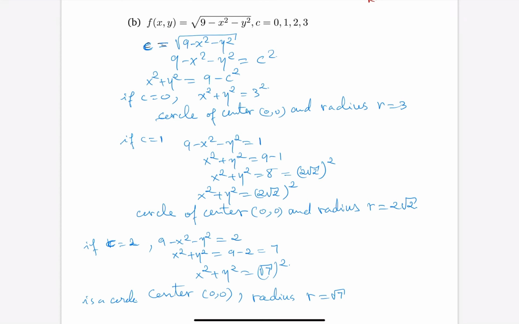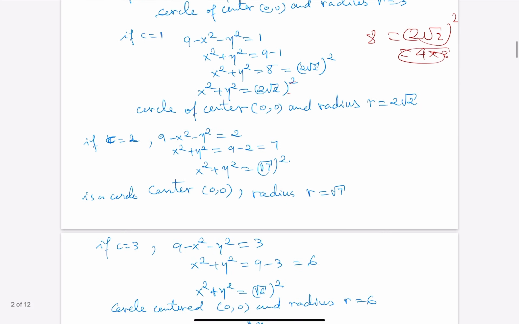Same thing here. If c equals 1, you end up having a radius of 2 square root of 2. Why? Because 8 is 2 square root of 2 everything squared. Why? Because this one is 4 times 2, which is 8. Okay? So now you have this one, and it is a circle centered at (0, 0) with a radius of 2 square root of 2.